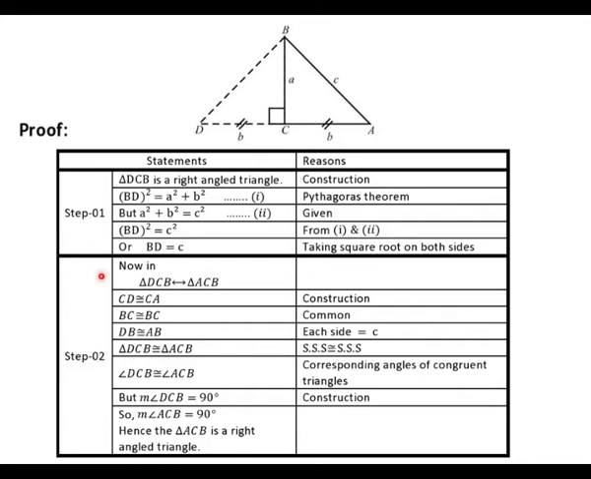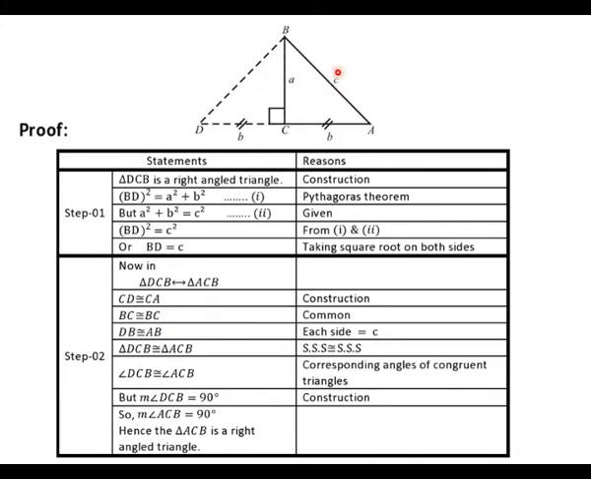Now in step 2, we are going to study two triangles, DCB, which is this one, and the second one is ACB, which is this ACB. First of all, CD is congruent to CA. This is CD and this is CA. Both are congruent. Yes, we have told in the construction that CD is congruent to CA. Next one is BC is congruent to BC. The side BC is common in both triangles, so BC is congruent to itself. And the third one is DB is congruent to AB.